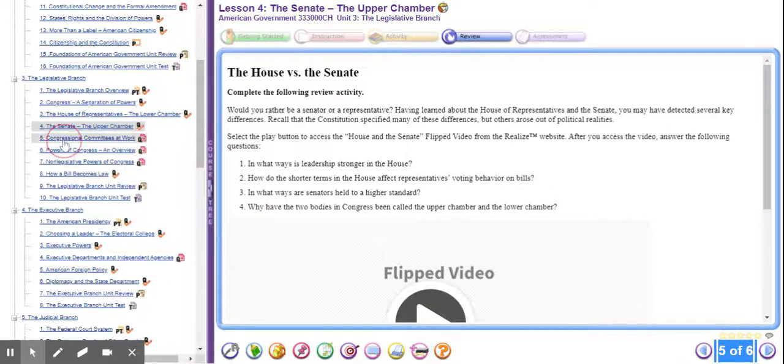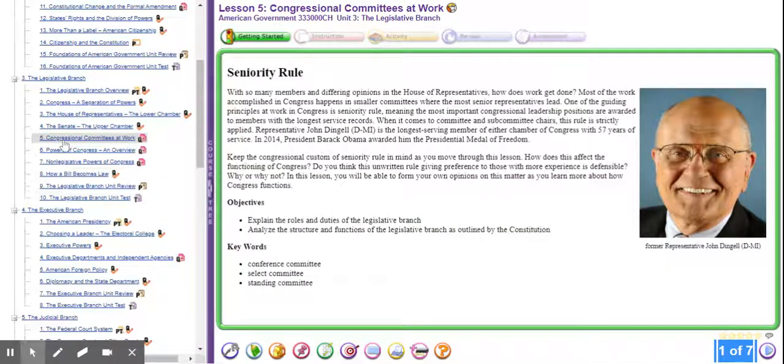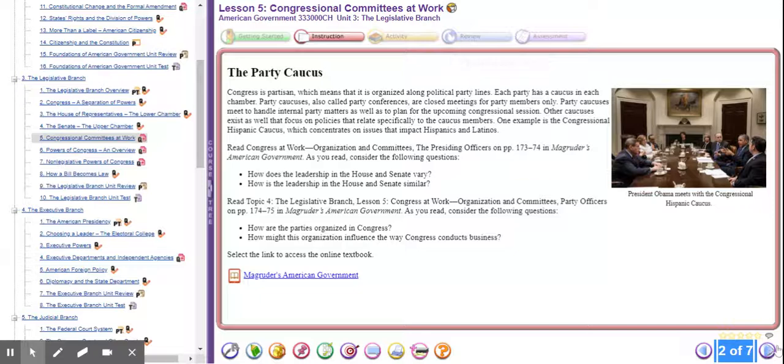Okay, so we're going to go on to 3.5, congressional committees. And 3.5 is just chock full of vocabulary. What I would do is, as I'm reading through it, I would write down the word and write down a definition, make sure I understood what all of these things mean. So I'm going to go through here and point out some key terms for you to go back and look at.